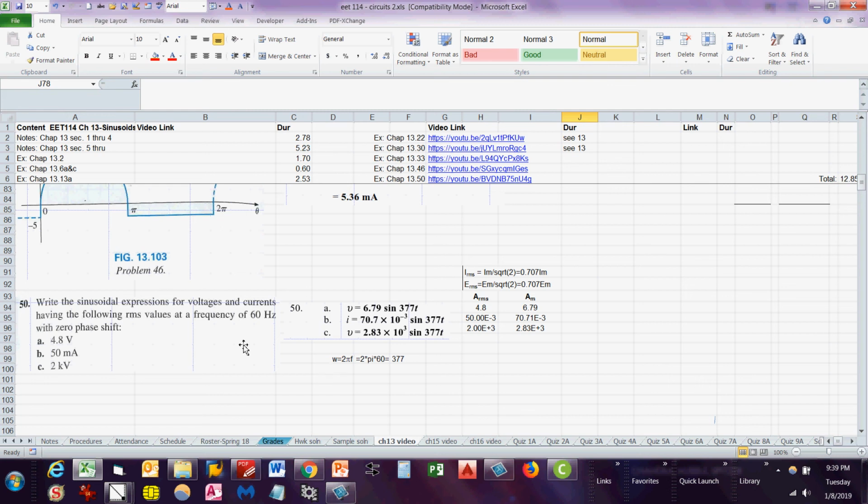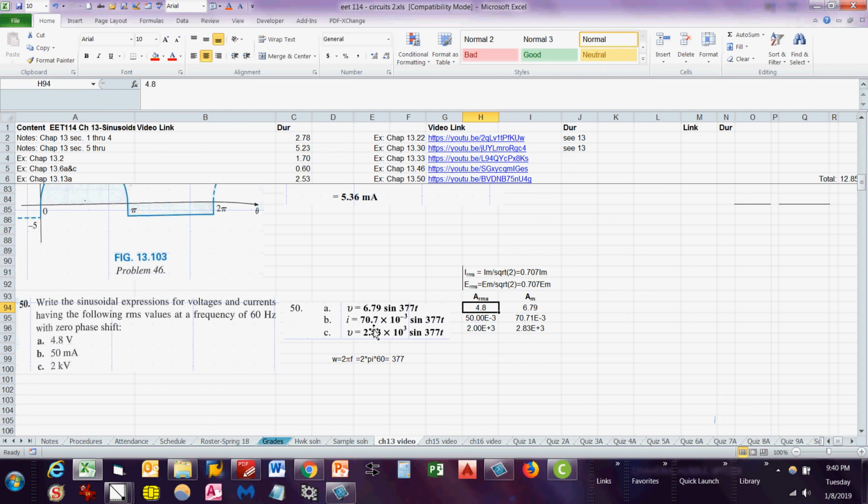Well, omega for all three of them is 2 pi f, which is 2 pi times 60, which is 377. And then to get the maximum peak value, you take the RMS value, which is what they gave you, and multiply it times the square root of 2. So you take the 4.8 times the square root of 2, you get 6.79. That's how they got this.